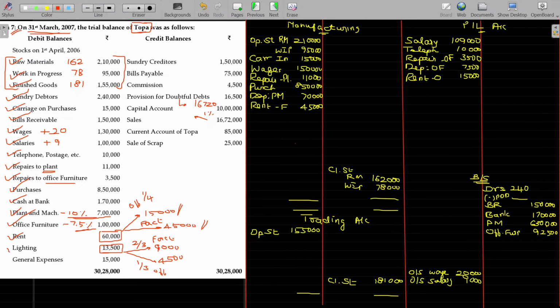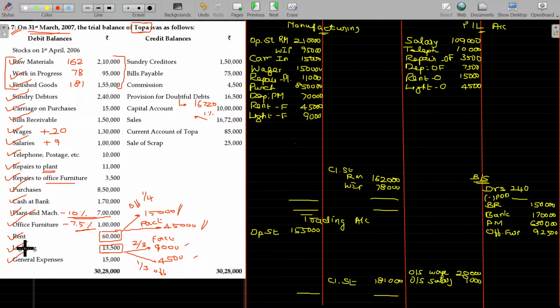Then lighting is also segregated this way: 9,000 for factory, 4,500 for office. So the lighting for the factory will go to the manufacturing account debit side, 9,000 rupees. And lighting in the debit side of the P&L account will be 4,500.